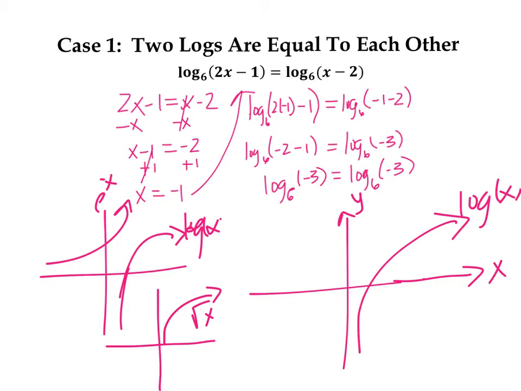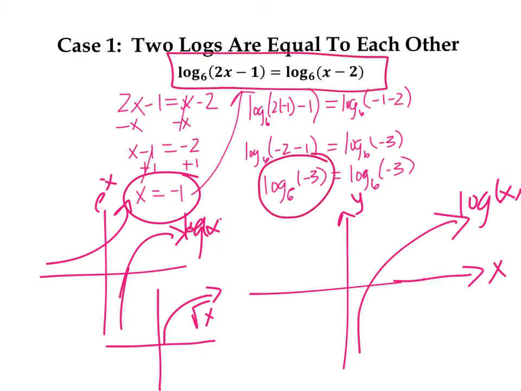Now, there's nothing wrong with getting a negative x as an answer. The problem is when you plug it back into the original problem, if you end up with a negative log. Sometimes plugging it back in gives you a positive log, and that fixes the solution. It's no big deal. But if you plug it back in and you get a negative log, now you're dealing with this side over here.